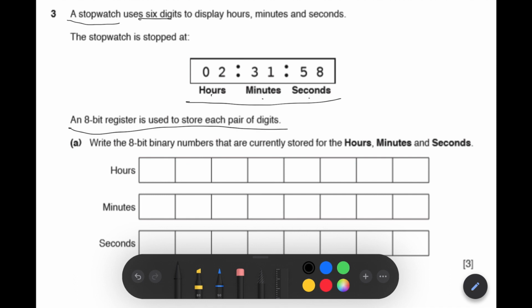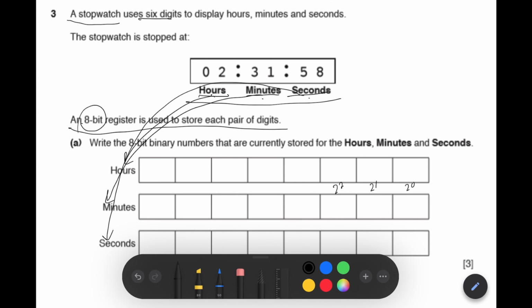Now, a register is just a place to store data. It's kind of like a USB drive or a hard drive, but much smaller. It only consists of 8 bits, which means 8 binary digits. So we need to take our hours right here and convert it to binary, our minutes, convert it to 8-bit binary, and seconds, and convert it to 8-bit binary. So what we're going to do is get started.